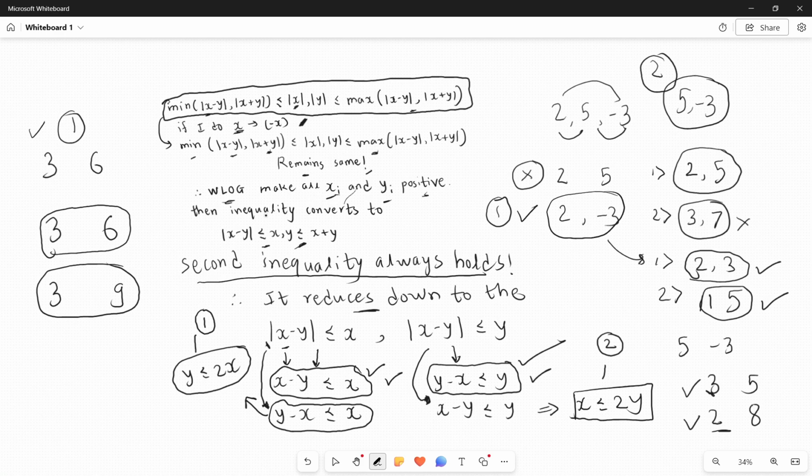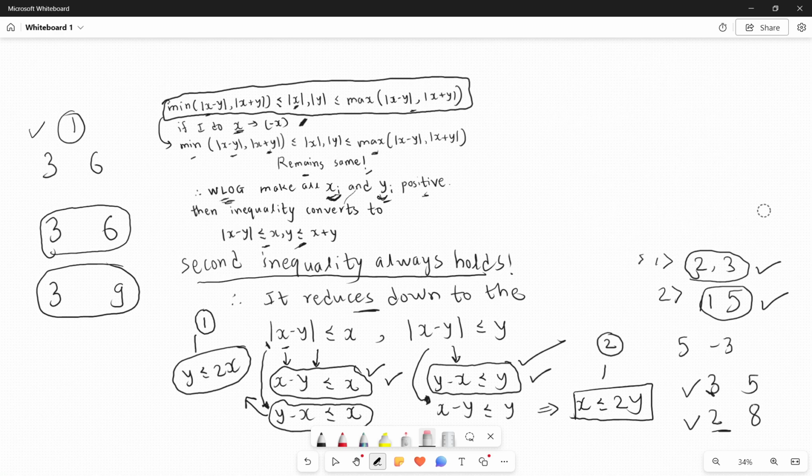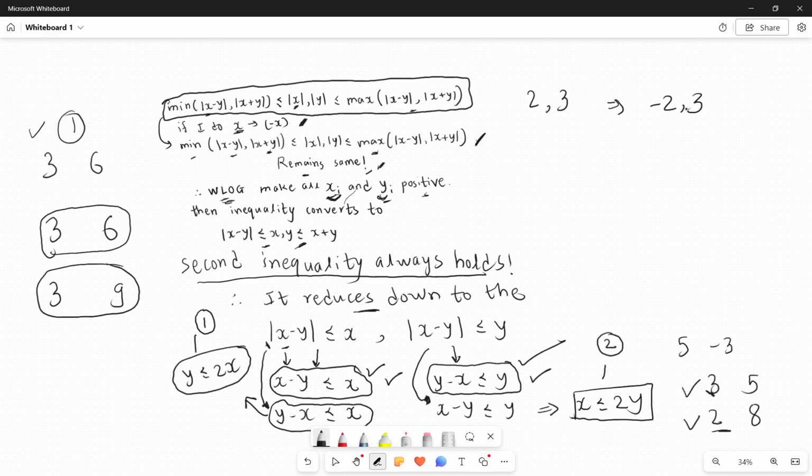Inequality basically remains the same. So now, without loss of generality, I will make the xi and yi's positive. Why will I make them positive? See, if the pair 2 comma 3 works, then by this argument, the inequality remains the same, so minus 2 comma 3 should also work, right?